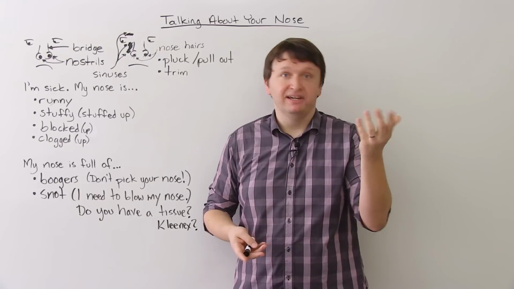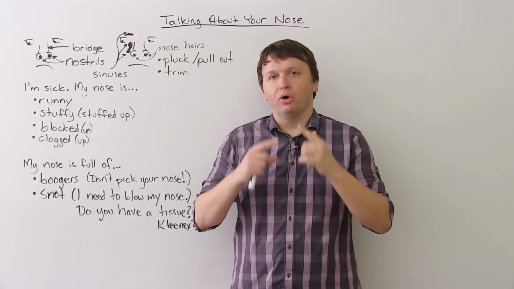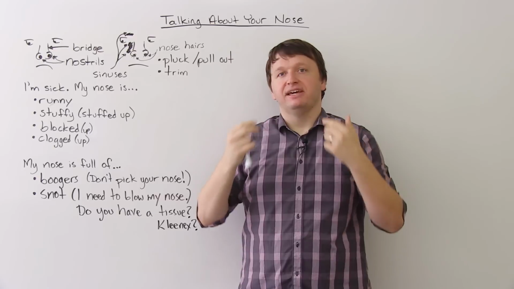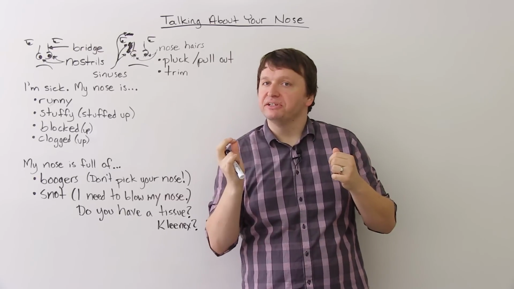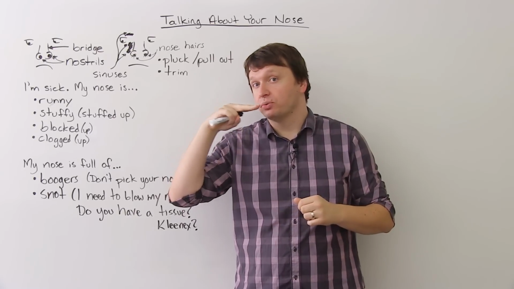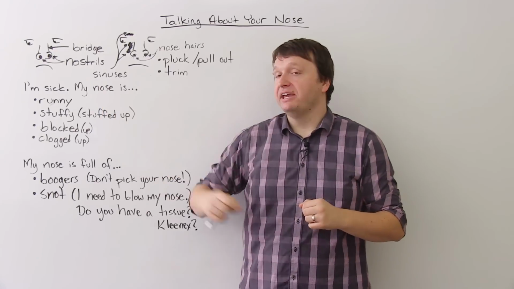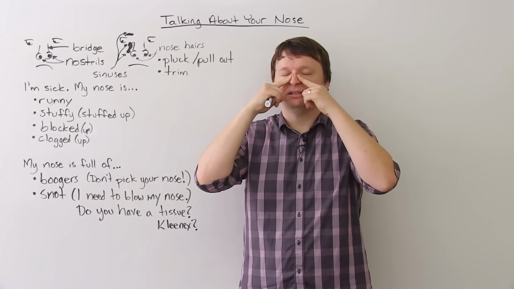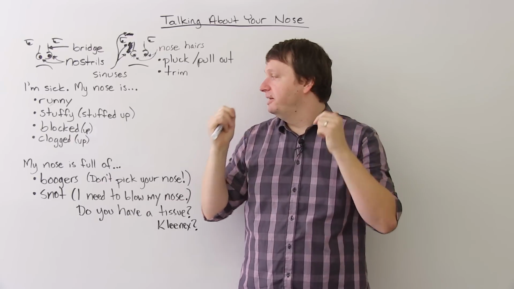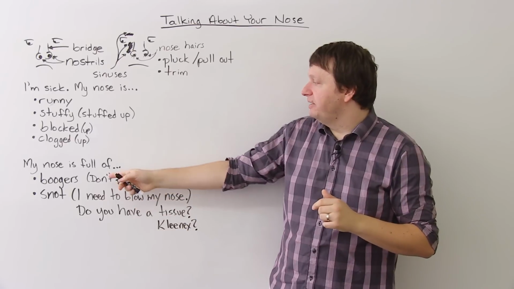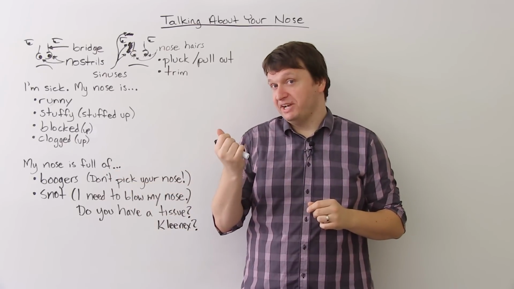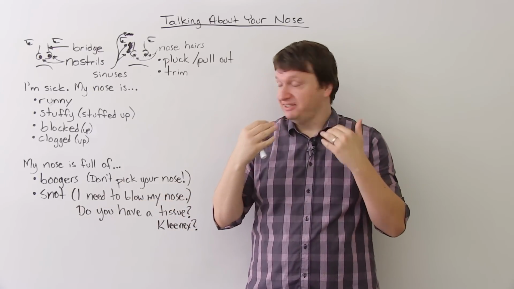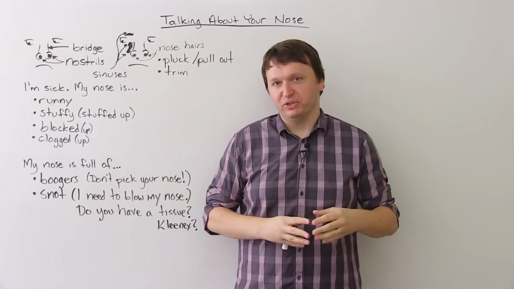So just to do a quick review, the holes in your nose are called your nostrils. This is your bridge, your sinuses. And if you have nose hairs, you can pluck out your nose hairs, pull out your nose hairs, or trim your nose hairs. You can say, my nose is runny. My nose is stuffy, blocked, clogged, clogged up, stuffed up, and a number of things. One of these three. And my nose is full of boogers, the dry stuff that you can pick. So don't pick your nose. Or it's full of snot, and you need to blow your nose if it's full of snot.